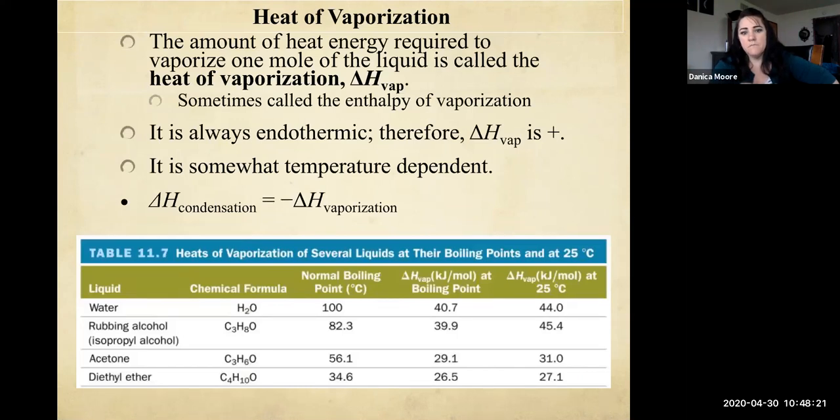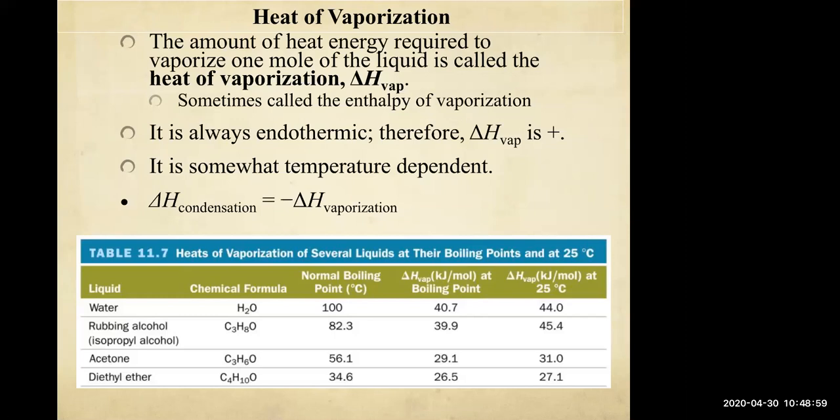Cool. So remember our old friend enthalpy? We're coming back to the chapter 6 days. The amount of energy required to vaporize 1 mole of a liquid is called the heat of vaporization, aka the enthalpy of vaporization. Vaporization is always endothermic, therefore the delta H of vaporization is always positive, right? Condensation is exothermic, so it's equal and opposite to the enthalpy of vaporization. Does that make sense, guys? You guys picking up what I'm laying down here?